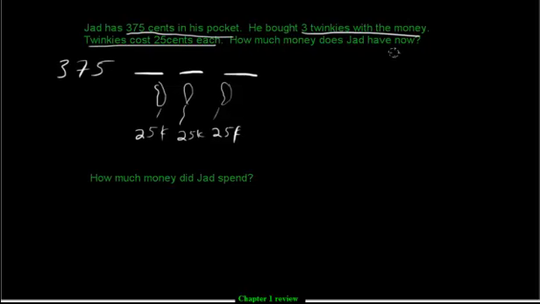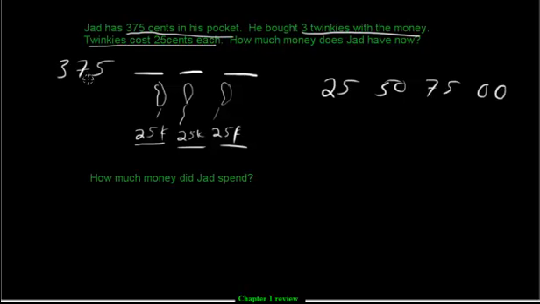How much money does Jad have left now? So how much money does he have left? Well, after he bought the first Twinkie, we're going to be counting by 25s. But is he going to have more money or is he going to have less money? He's going to have less money, right? He's spending it. So the pattern for counting by 25s is this. So always write it down. And then fill in the blanks.